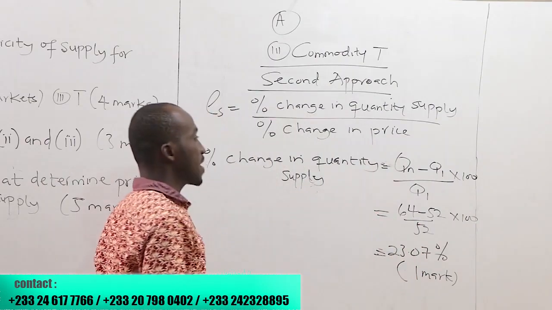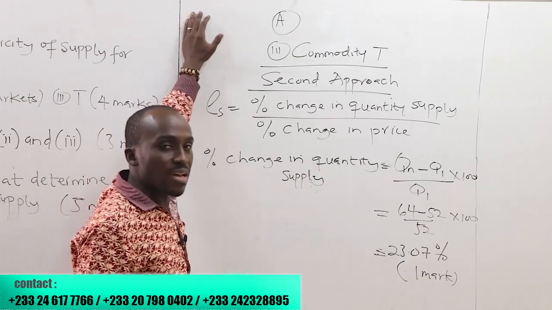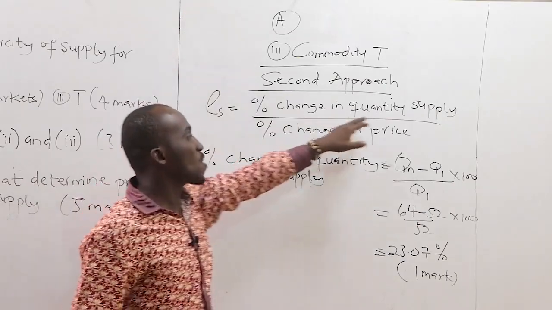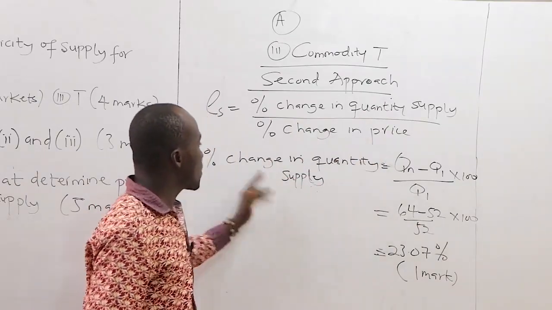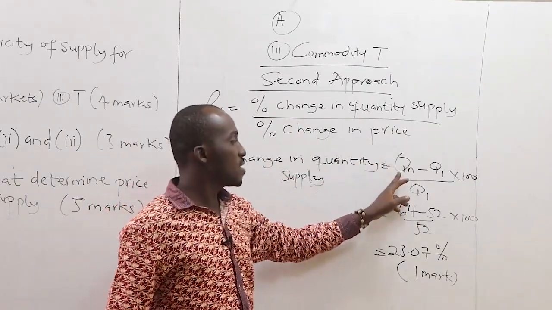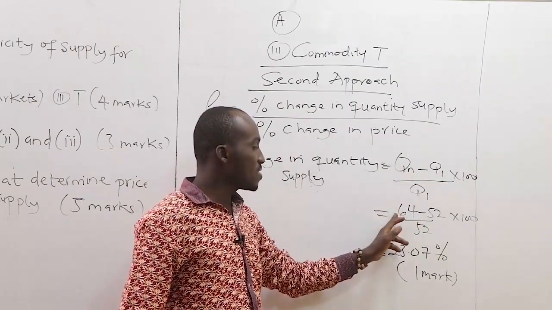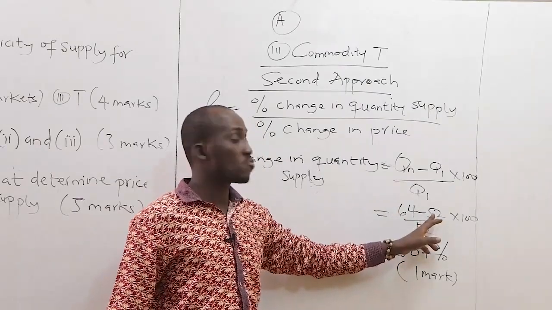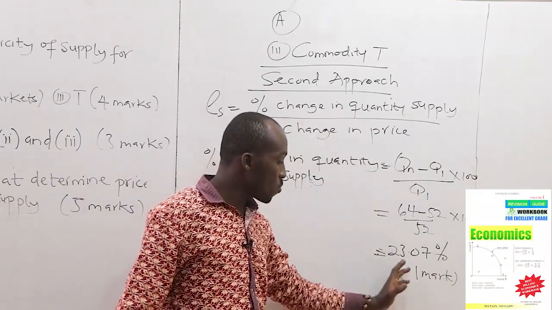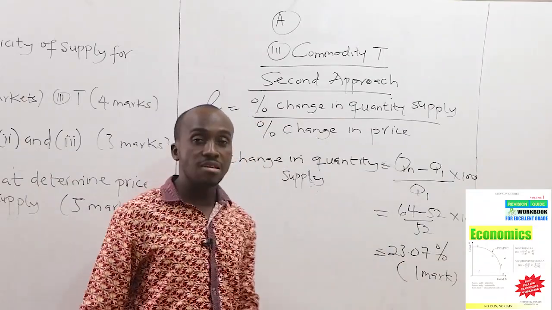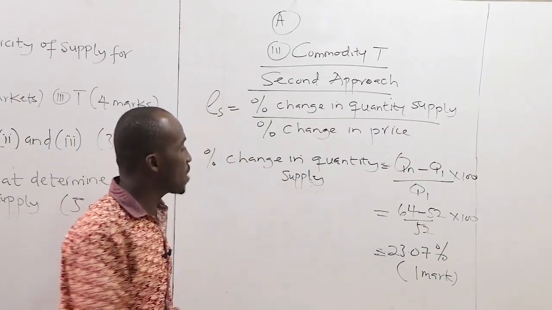So let's run through it again. The second approach of getting price elasticity of supply is percentage change in quantity supplied divided by percentage change in price. What is the percentage change in quantity supplied? It is the new quantity minus the initial quantity divided by the initial quantity times 100. From the question, the new quantity is 64, the initial quantity is 52, divided by 52 times 100. When you use the calculator, you're going to get 23.07% for 1 mark. Now you're going to do the percentage change in price too. Let's do that.